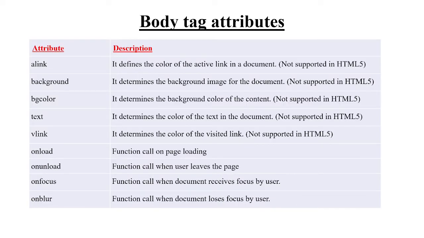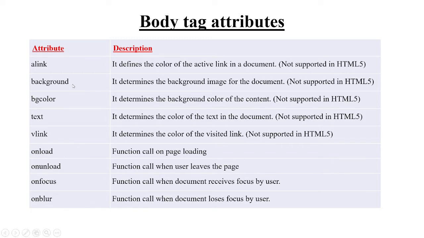Now let us look at the different attributes that we can use for the body tag. Here we have listed the different attributes and the purpose of using them. First, let me talk about the BG color attribute. It helps us determine the background color of the content. For example, if I use the attribute BG color equal to green within the body, then the web page body is displayed in green color.